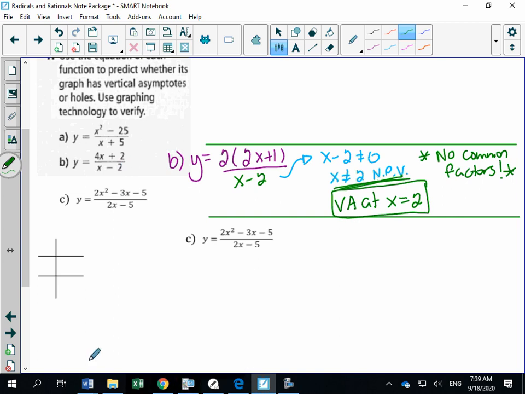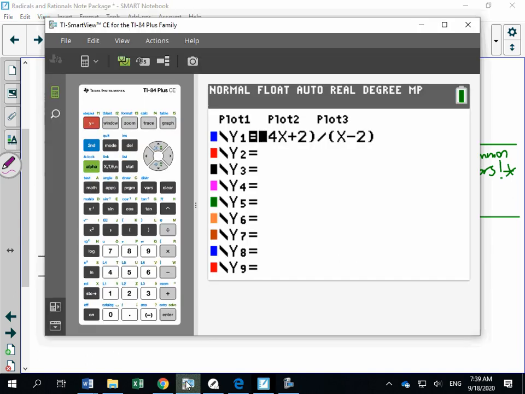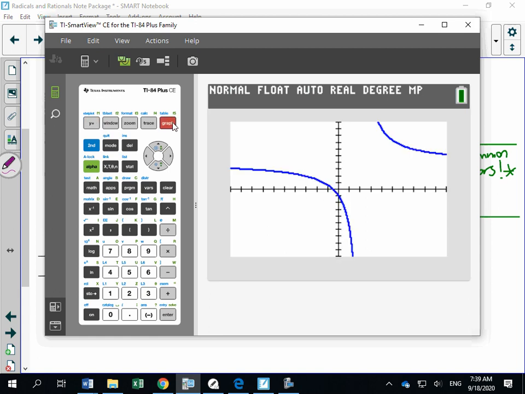It's a good thing just to note that you put each polynomial in its own bracket. So put the numerator's polynomial in a bracket and the denominator in a bracket. On your calculator, I've got open bracket and I typed in the numerator, close the bracket, divided by the denominator, close the bracket. When you hit graph, here's the graph of a rational function with a vertical asymptote.